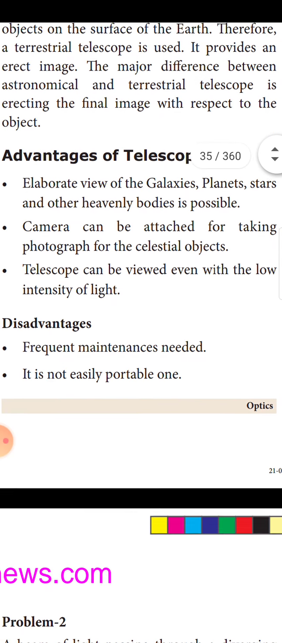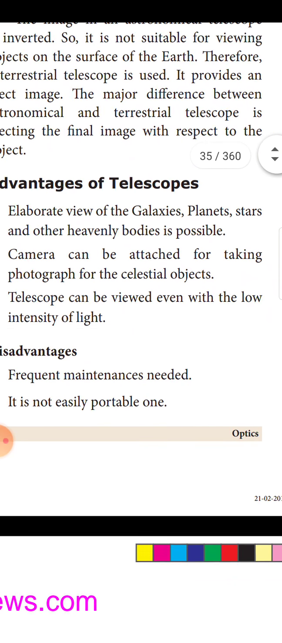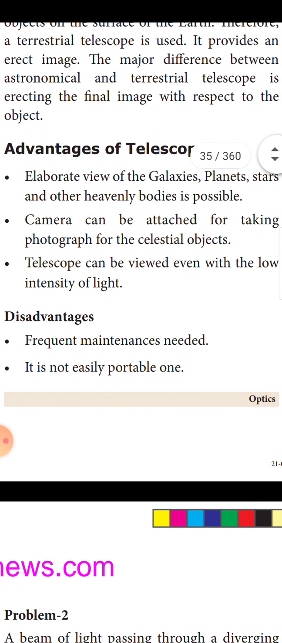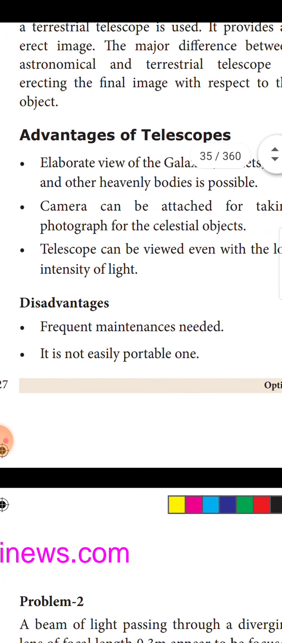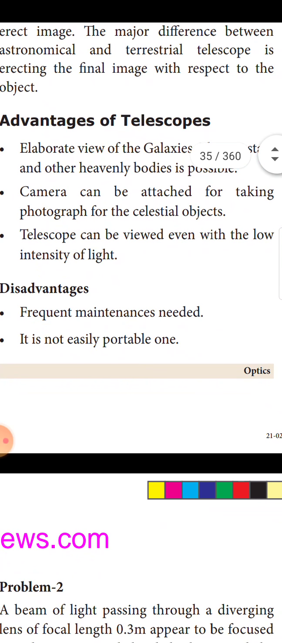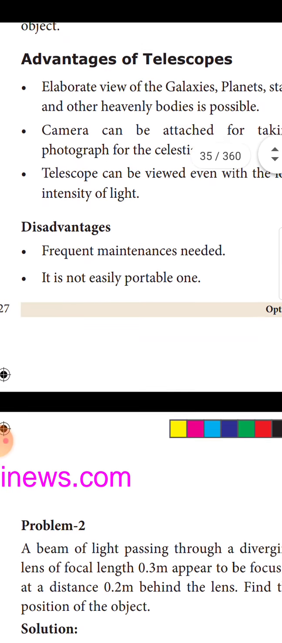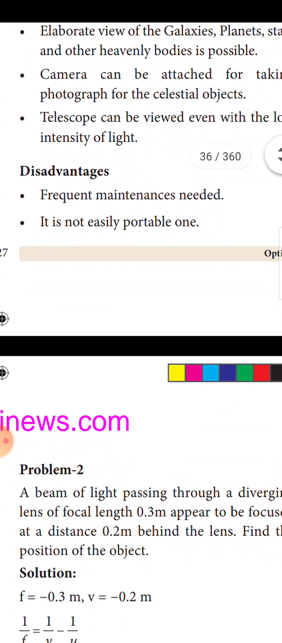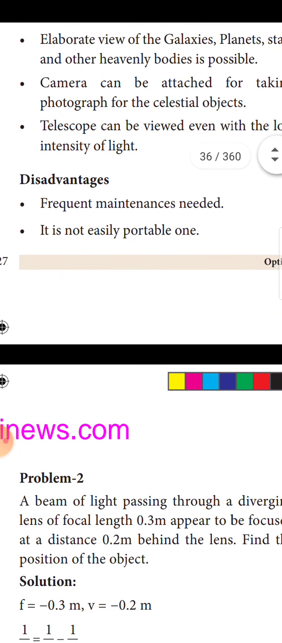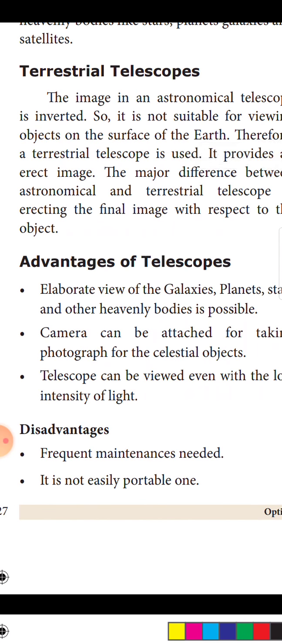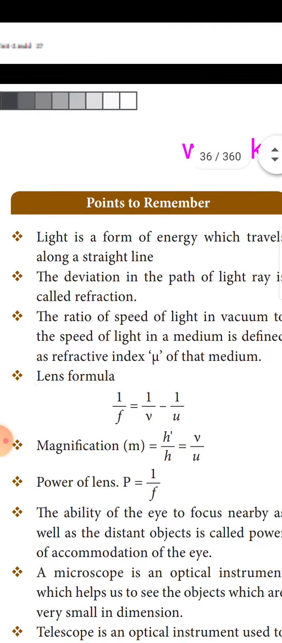Advantages of telescopes: an elaborate view of galaxies, planets, stars and other heavenly bodies is possible. A camera can be attached for taking photographs of celestial objects. A telescope can be used even with low intensity of light. Disadvantages: frequent maintenance is needed. It is not easily portable. These are the advantages and disadvantages of telescopes.